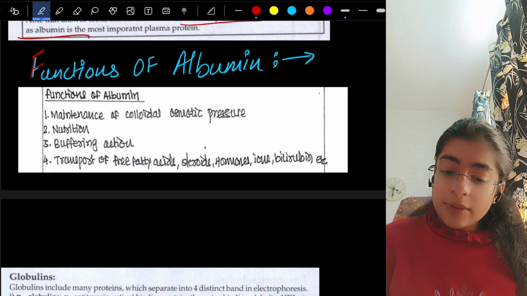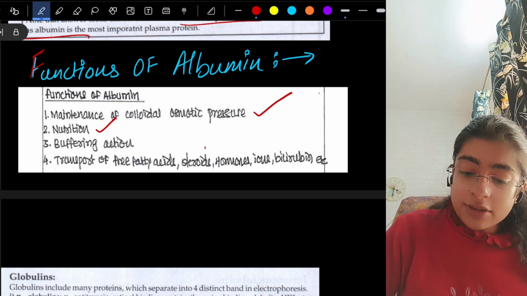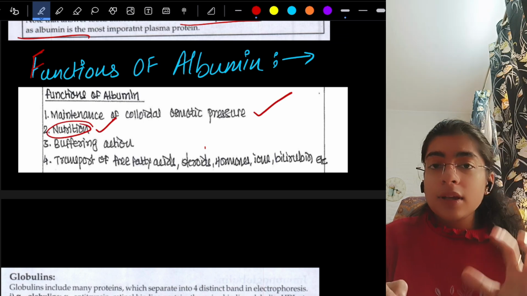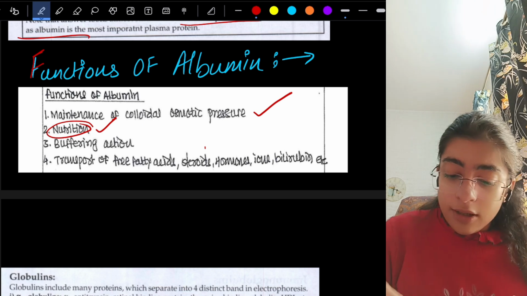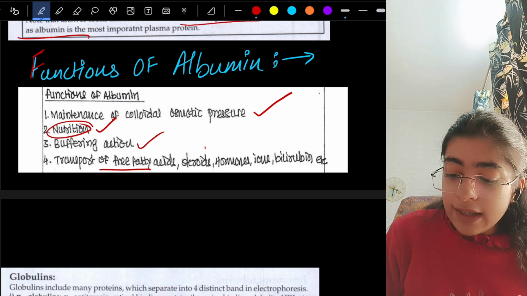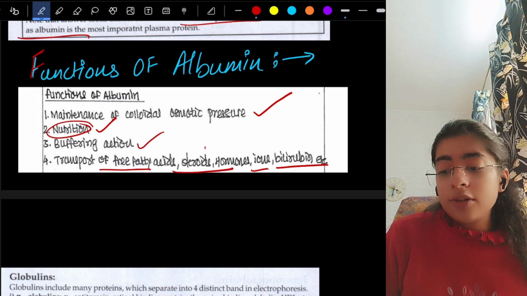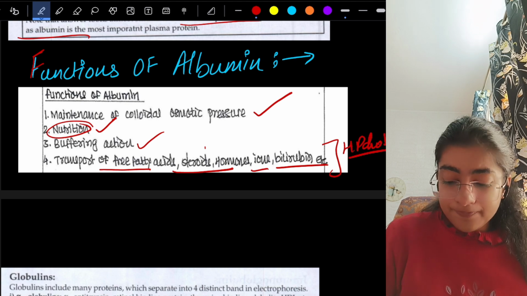Now functions of albumin: colloid osmotic pressure, nutrition. Nutrition can be added, okay, as an amino acid function only. Buffering action and transport of free fatty acids, steroid hormones, ions, bilirubin, that is the hydrophobic substances.